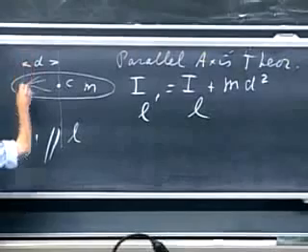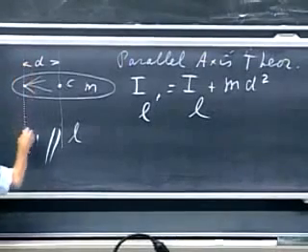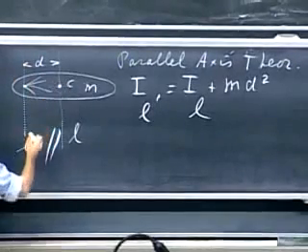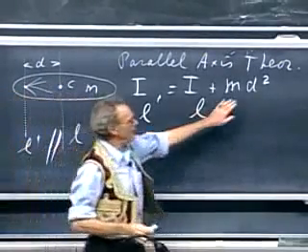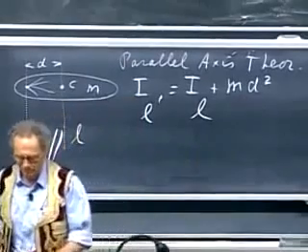Notice that the moment of inertia for rotation about this axis, which is not through the center of mass, is always larger than the one through the center. You see, you have this m d squared. It's always larger.